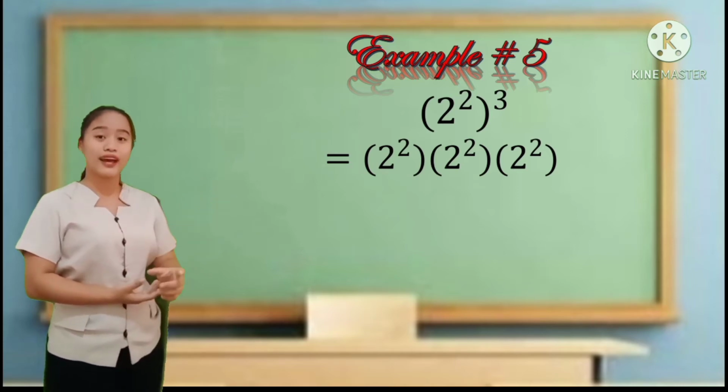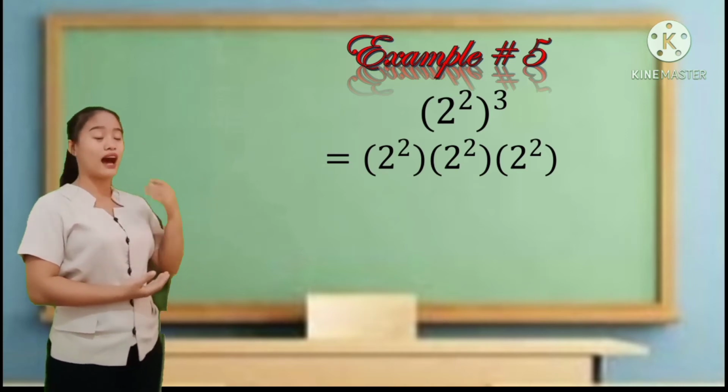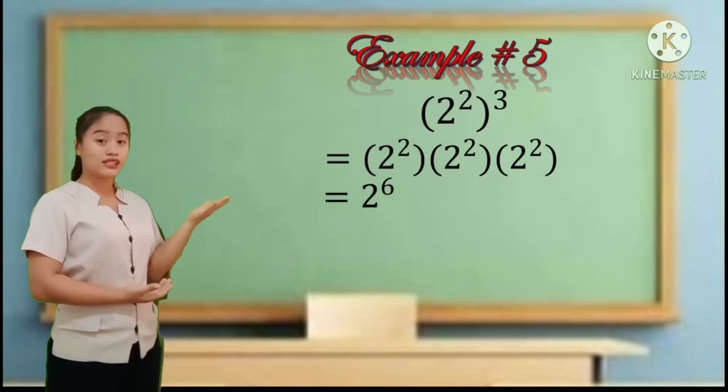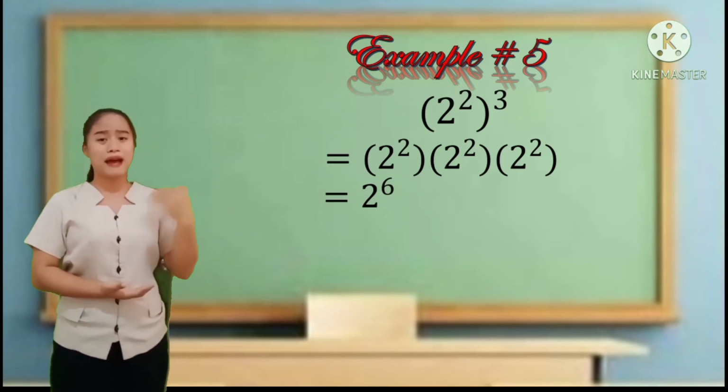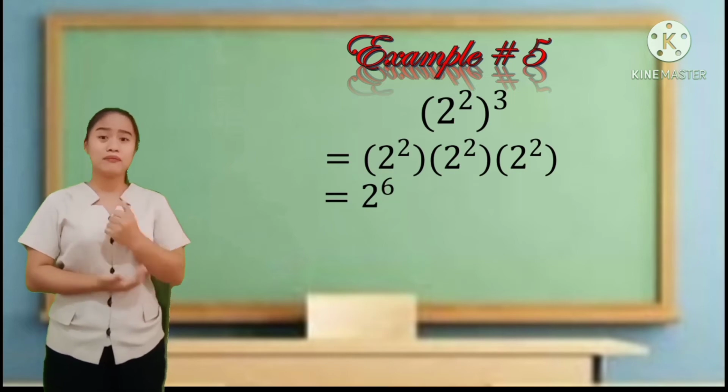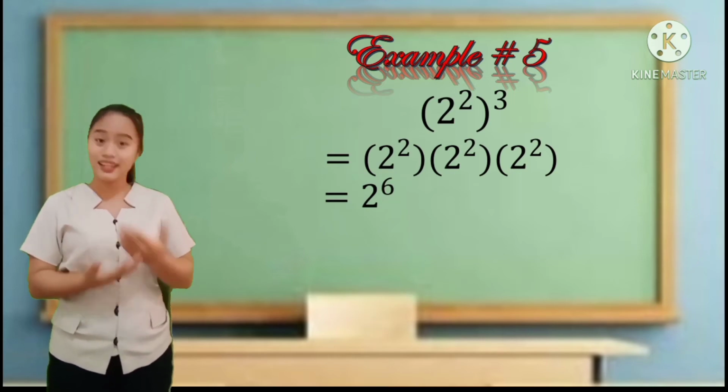Add all the exponents and copy the base. So we have 2 raised to 6. Now what is the difference? A while back, we just copy the base and add the exponents, and that's it.